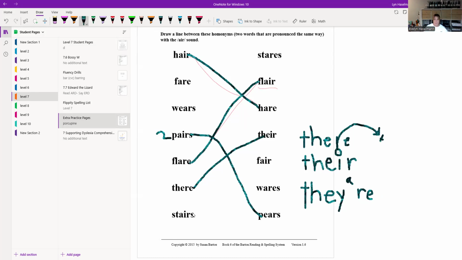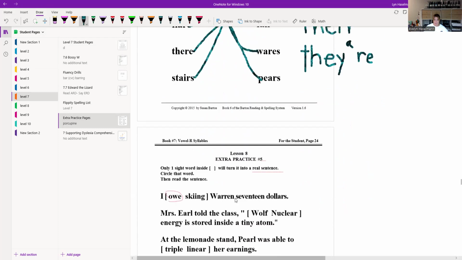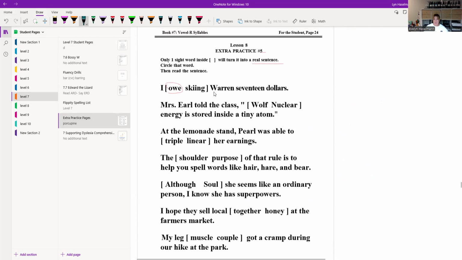Okay. Stairs meaning steps, and stares meaning staring straight ahead. Fare meaning price, and fair meaning like the state fair. And wears meaning something you put on, and wares meaning like goods. So I always give the example of silverware or Tupperware, that kind of stuff. Okay, so that's that. Good homonyms.